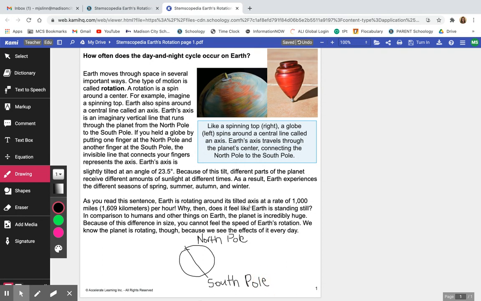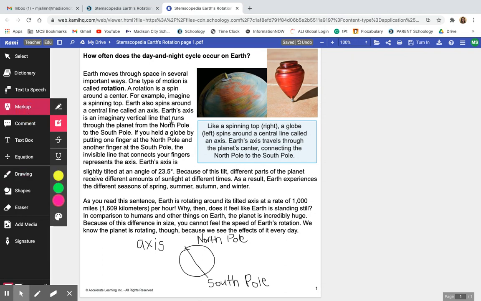Okay, so this is the Earth's axis that I've drawn. An imaginary vertical line, slightly tilted, that runs from the North Pole to the South Pole. And then they continue on to say that Earth's axis is an imaginary vertical line that runs through the planet from the North Pole to the South Pole.